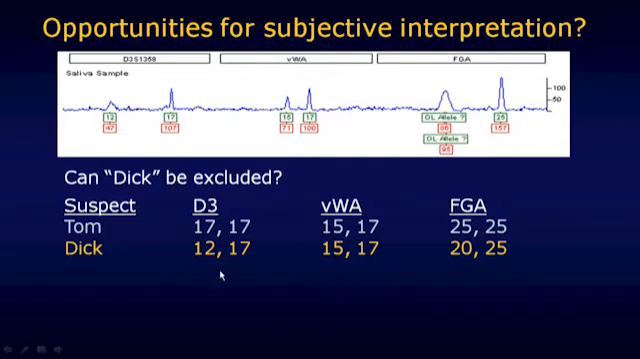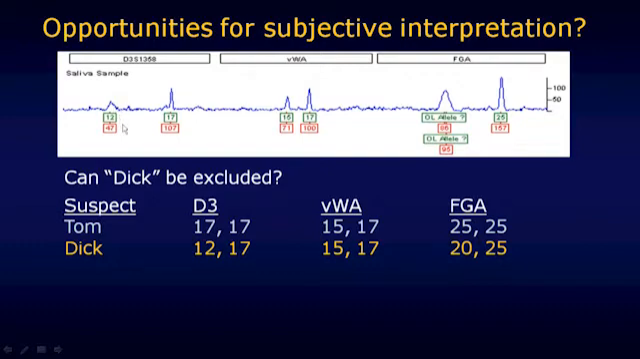With his reference sample, you can see he has a 12 and a 17. The 17 is clearly there in the evidence sample, so he's a match for that particular allele. But a question might arise when we start talking about the 12. Dick clearly has a 12 in his reference sample. There's no question about that. But what do we feel about the 12 that we see in the evidence sample?